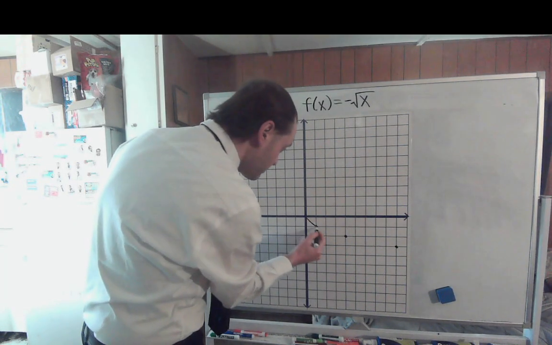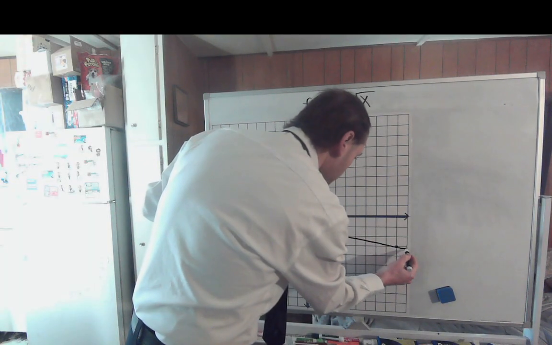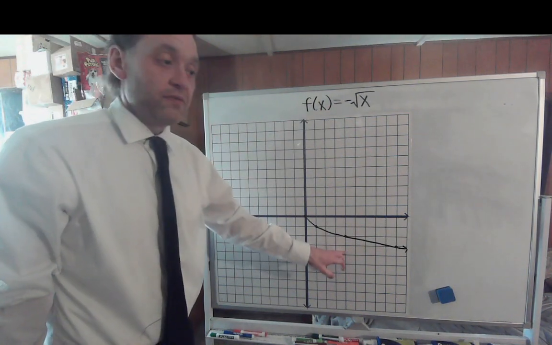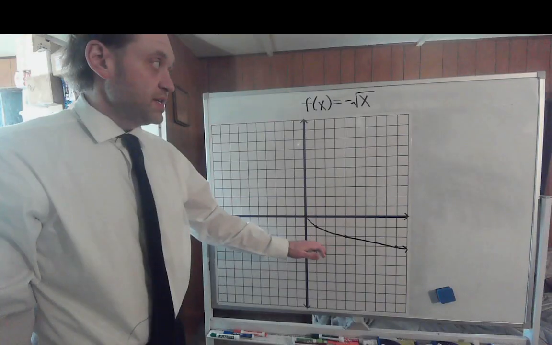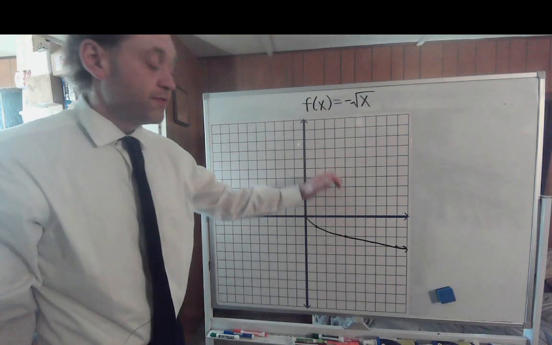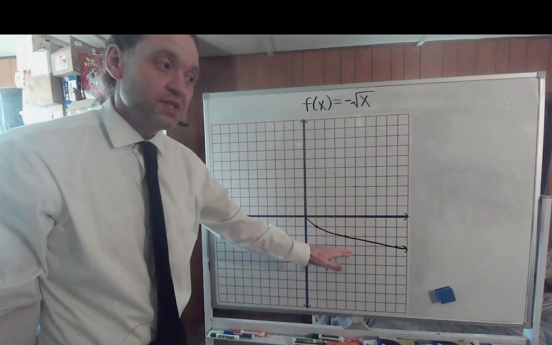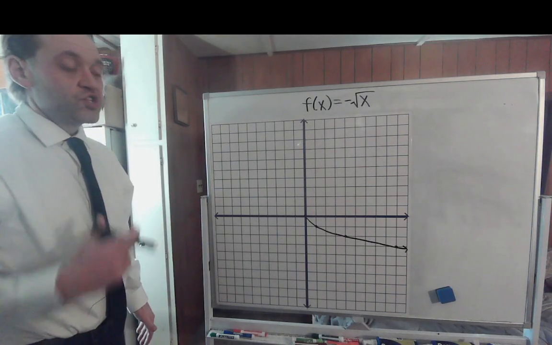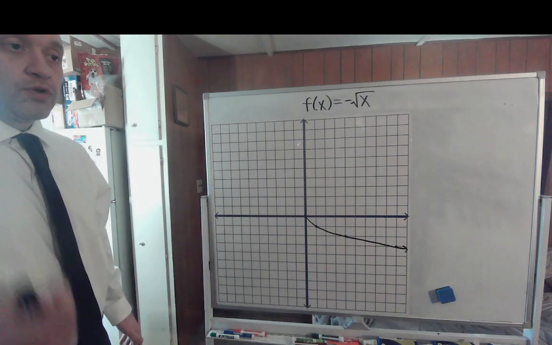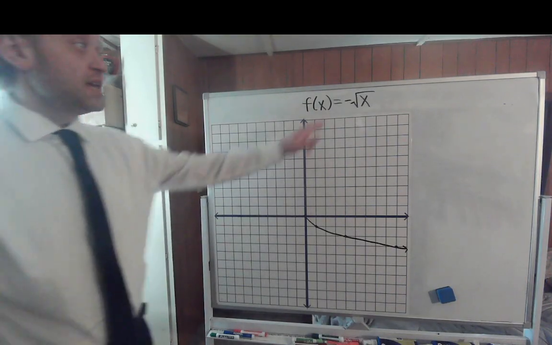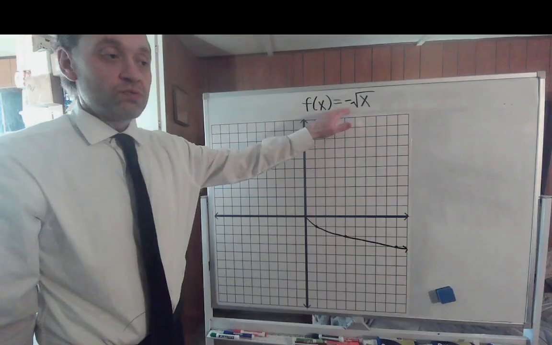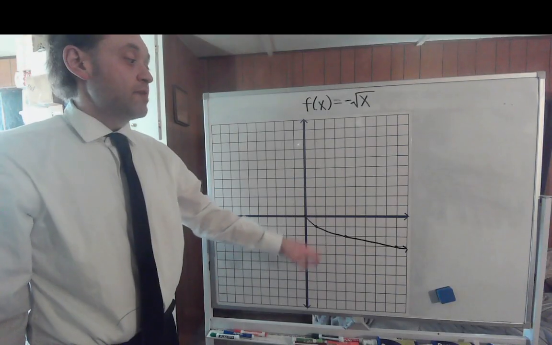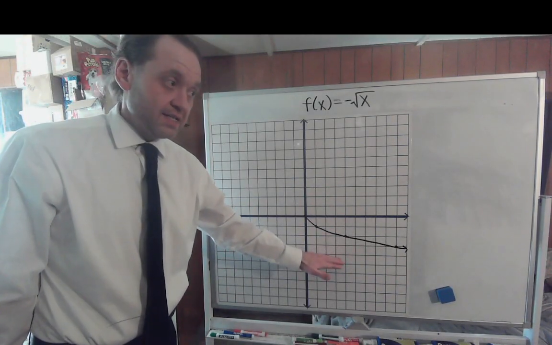So this is what the curve for negative f of x equals negative square root of x looks like. So notice it takes the original and reflects it in the x-axis. It uses it as a mirror. In fact, it's true for any even power root. If you have the negative sign outside of the root operator, it reflects it in the x-axis.